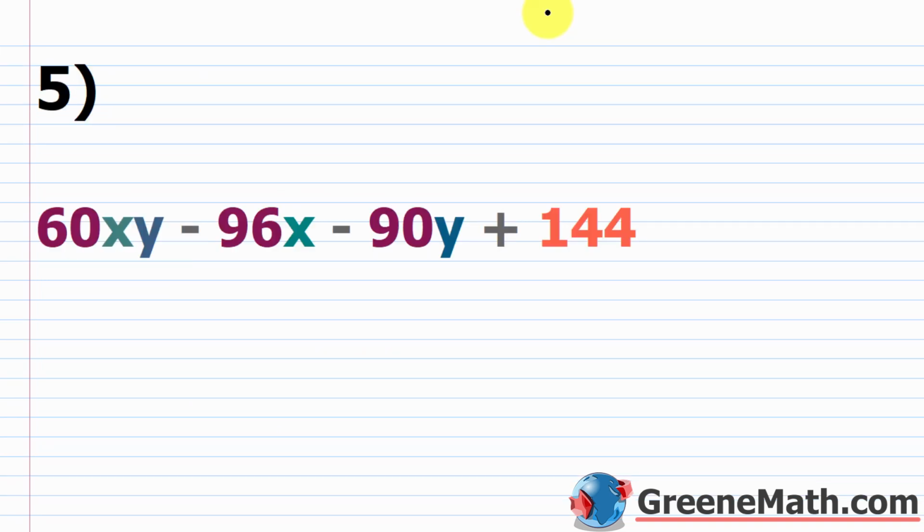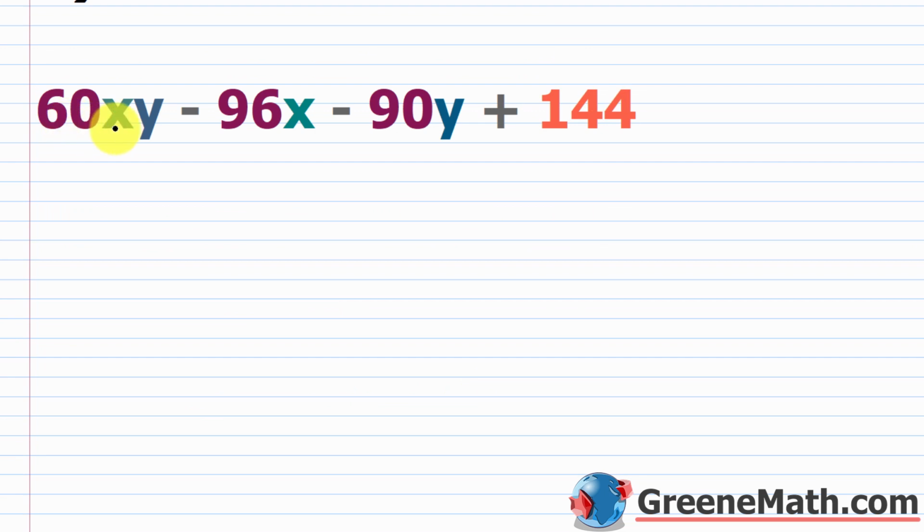All right, let's look at problem number 5. So we're going to have 60xy minus 96x minus 90y plus 144. So what's the GCF here? Well, it's going to be 6. So I can pull that out to start.